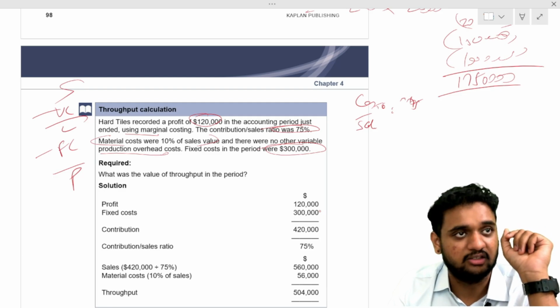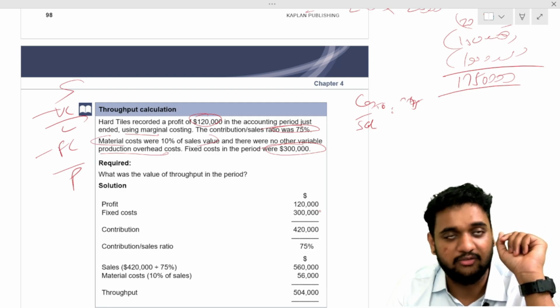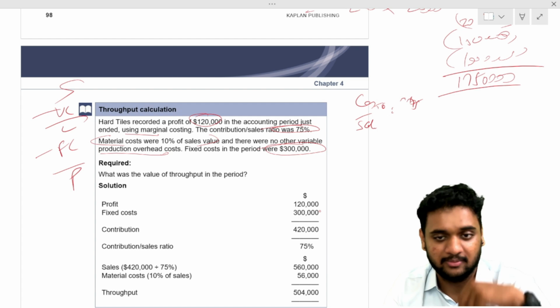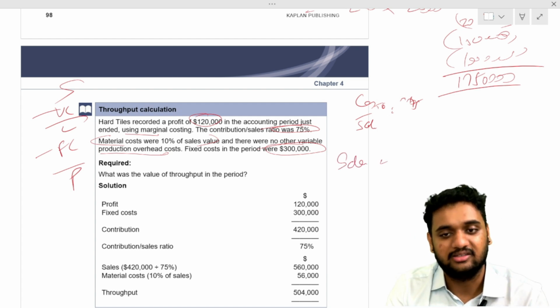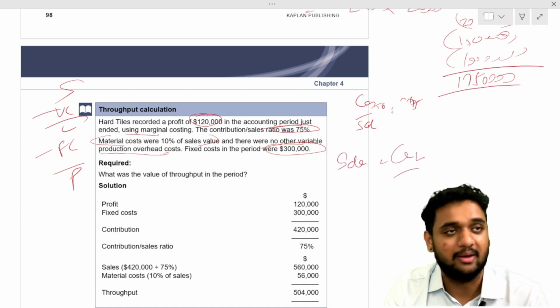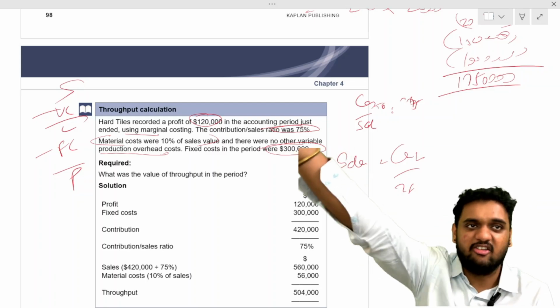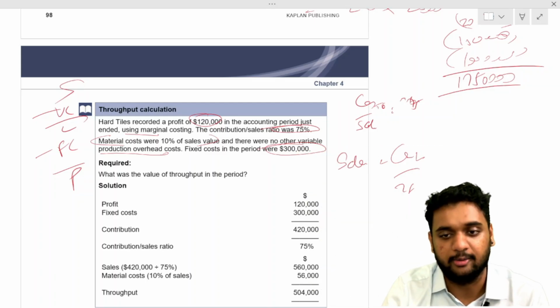We have contribution with us. Do we have sales with us? No, we have to find out sales. So sales we keep it here. Sales is equal to contribution divided by the contribution by sales ratio, which is 75% here. So sales is equal to contribution divided by 75%.